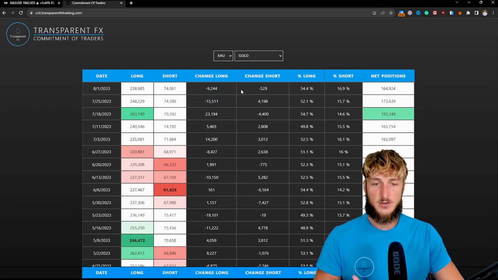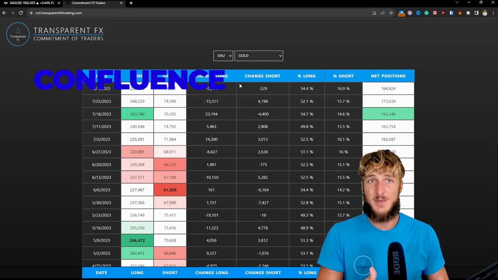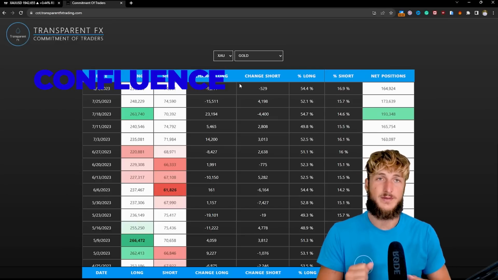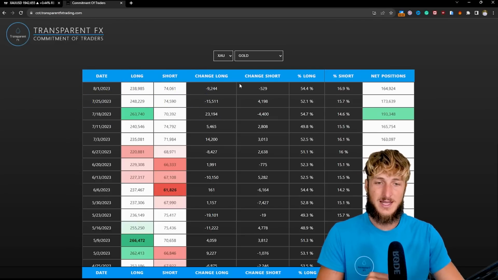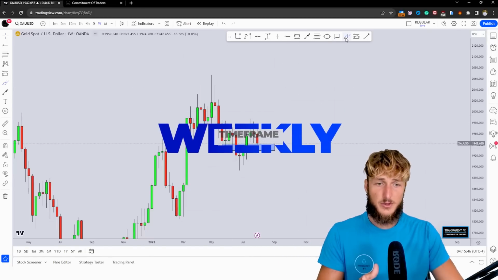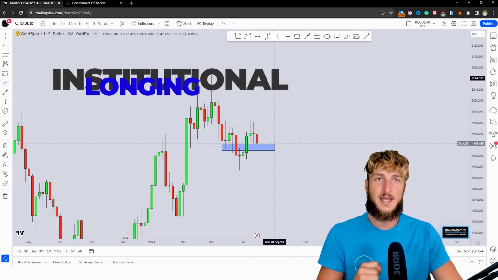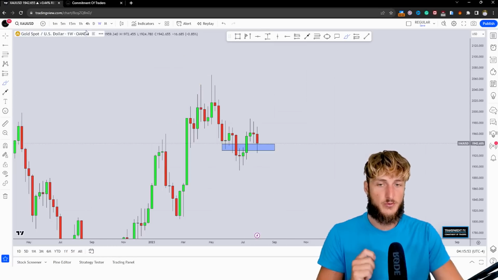This means that overall, it seems like institutions are not really interested in shorting gold, especially because we are inside of that monthly demand and support area, confluence of demand and support that we have identified at the beginning of the video on the monthly time frame. This means that there is the possibility to see that move higher if institutions will once again start moving to the bullish side of gold.